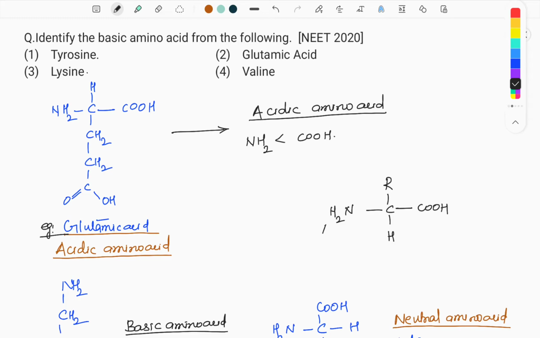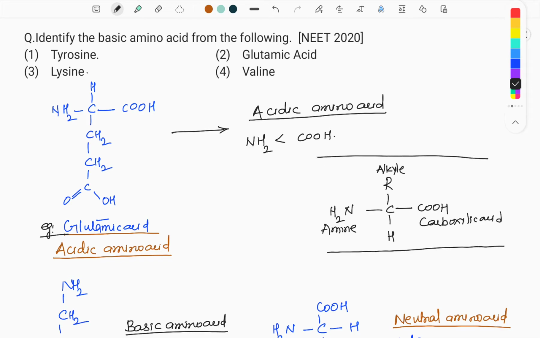So this is called the amine group. This is called the carboxylic acid, this is the alkyl group and this is hydrogen. Generally in an amino acid the alkyl group changes from one amino acid to the other, right? For example, in glycine the alkyl group is hydrogen, whereas in alanine it is a methyl group.